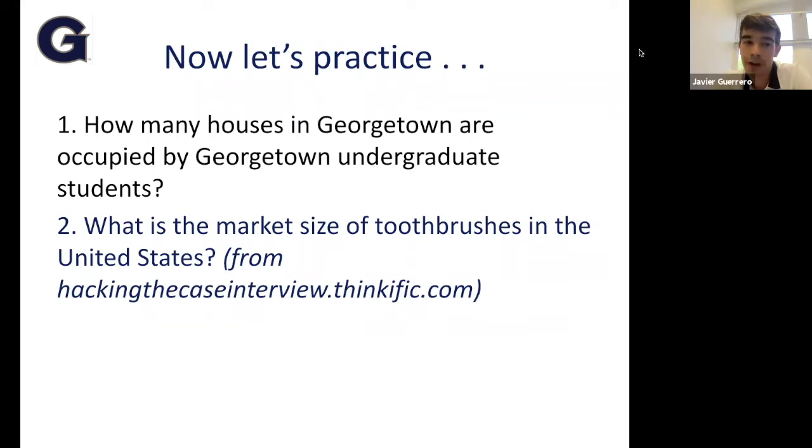Perfect. Great clarifying question. And I think it's really applicable to this question. So for the case of this case, we're going to include both university-owned and non-university owned houses in the Georgetown neighborhood. I'll give it another second for any more clarifying questions here.